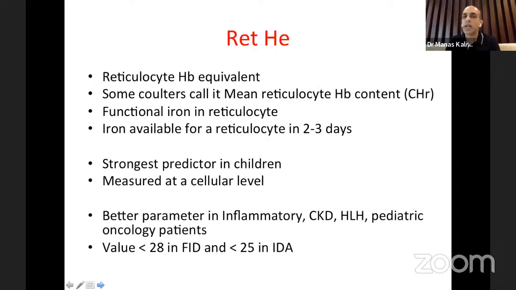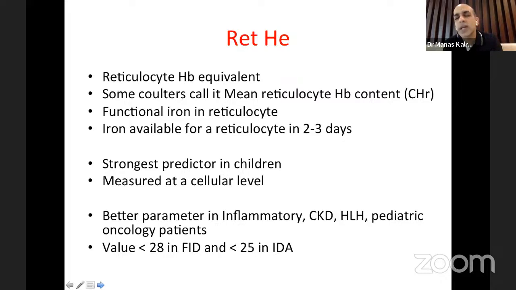And in those situations, reticulocyte hemoglobin equivalent, or some Coulters call it mean reticulocyte hemoglobin content, CHr or RET-He, is the term. It gives you the functional iron in the reticulocyte, iron available in the last 3-4 days. It is the strongest predictor in children. It is measured at the cellular level, and a value less than 28 indicates functional iron deficiency, and a value less than 25 indicates iron deficiency anemia. So don't get upset if you don't have this parameter in your CBCs. If it is there, it is good to look at it, but it may not be there in many of the Coulters that are used.